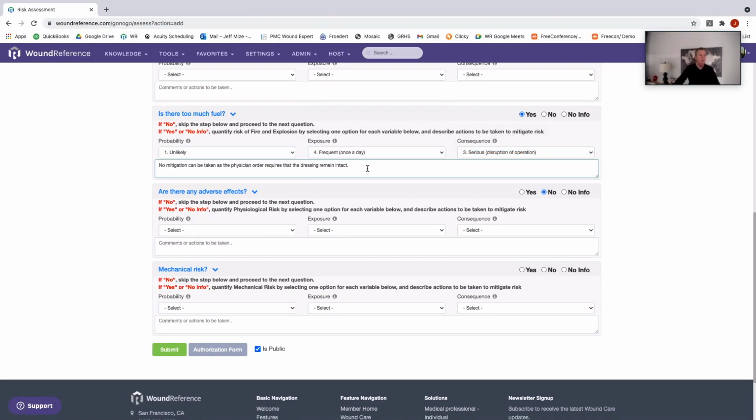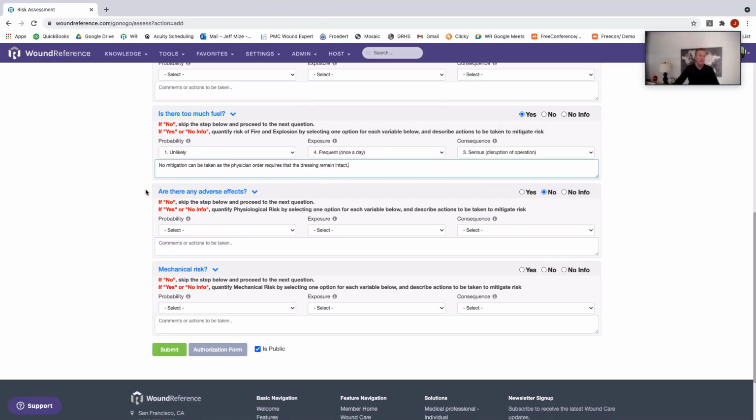So in the comments section, what I've included is no mitigation can be taken as the physician order requires that the dressing remain intact. Again, simply documenting our reasons why we're putting that particular item into the chamber.